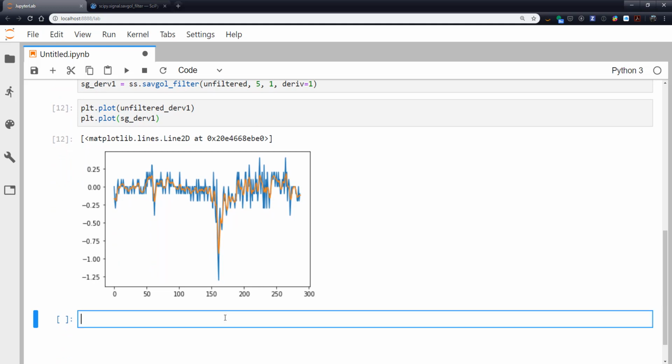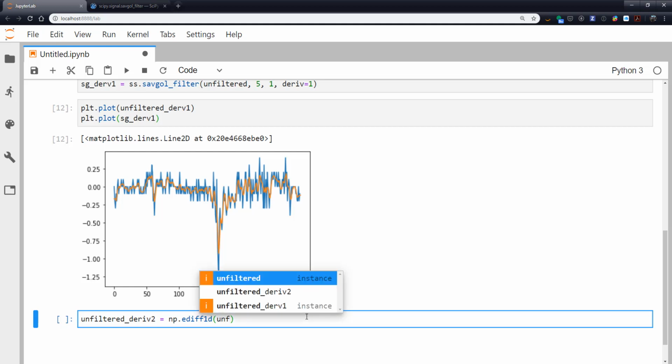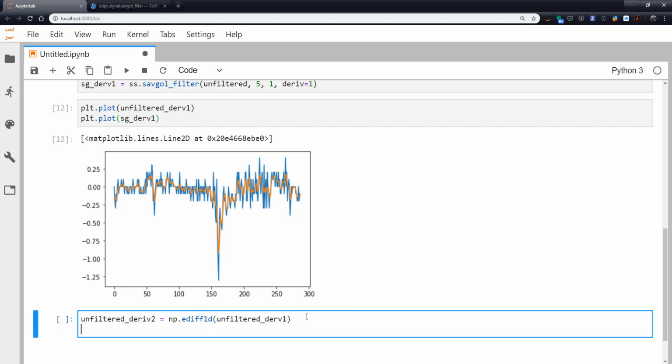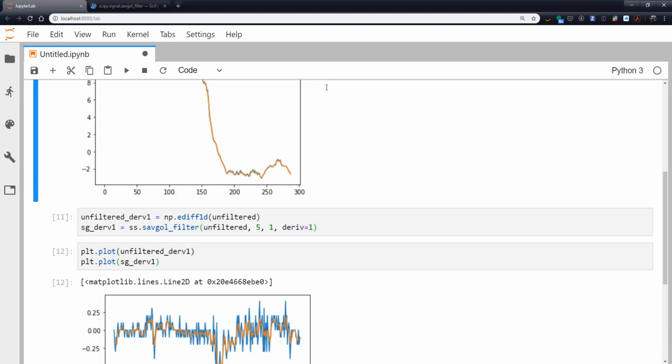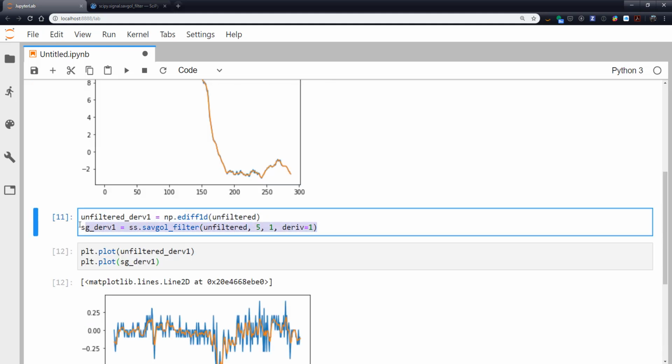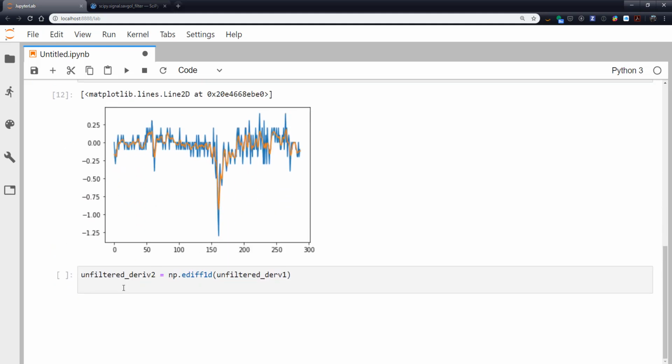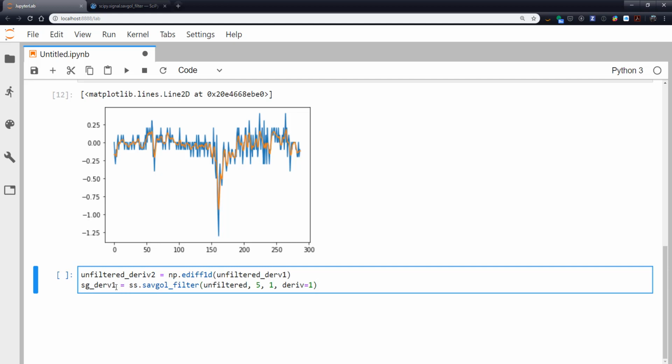As one last demo, I'm going to do the 2nd derivative. So this is the rate of change, or temperature acceleration, instead of temperature velocity, if you will. So unfiltered derivative 2. We're going to call ediff1d on the first derivative. And then I'm just going to copy and paste this line. So the 2nd derivative is Savitzky-Golay.